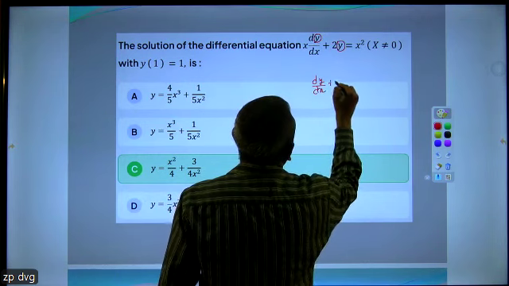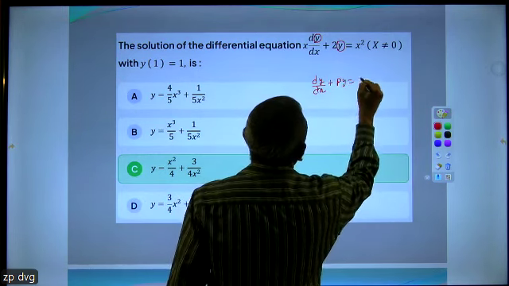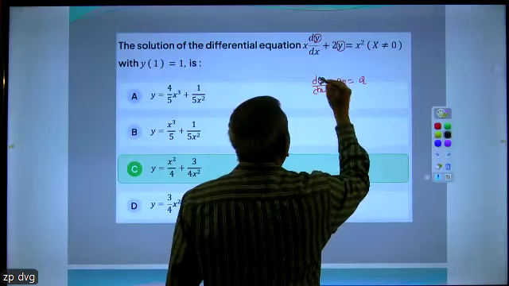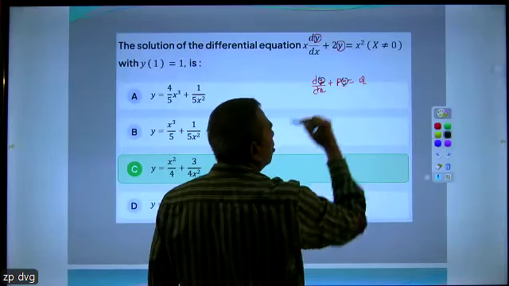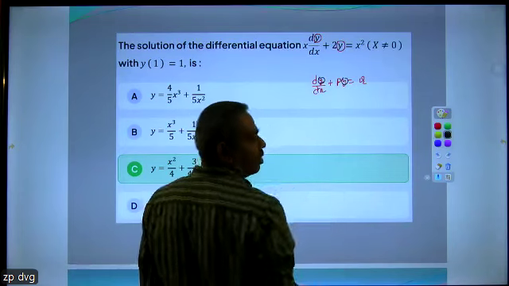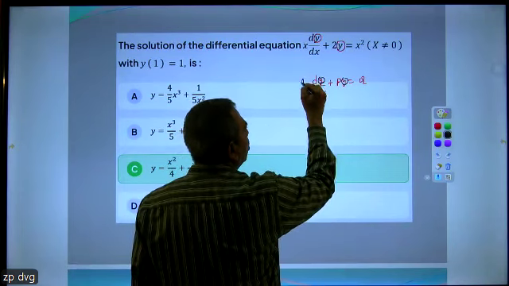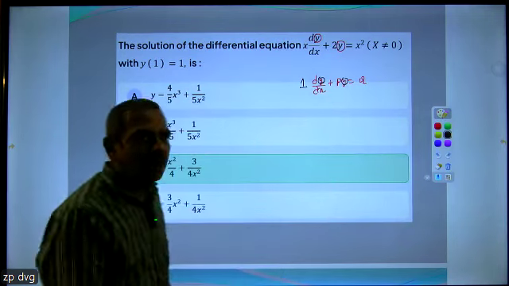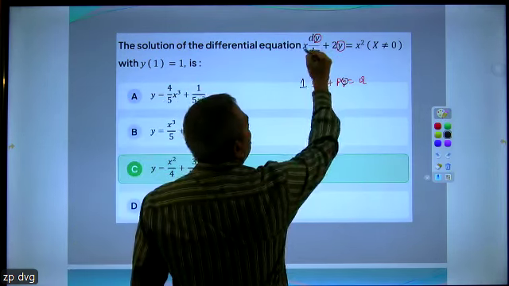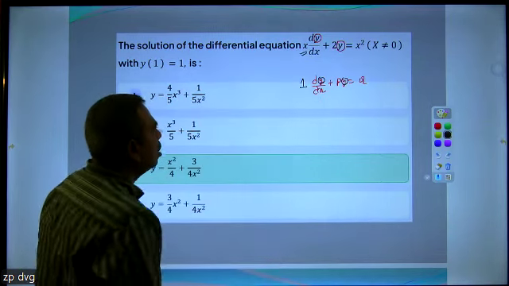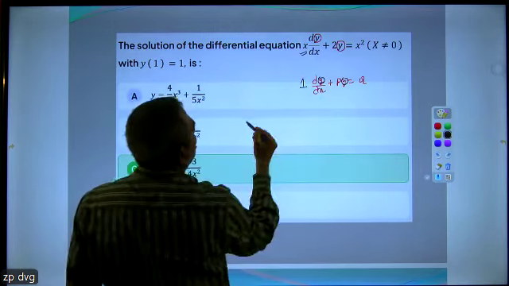It is dy by dx plus py is equal to q. Remember that in this, dy is there, and py is there, so the y form is there. In a linear differential equation, before dy by dx, what should always be maintained? 1 should be maintained. But here before dy by dx, there is x, which should not be there. So what to do? You have to divide by x.